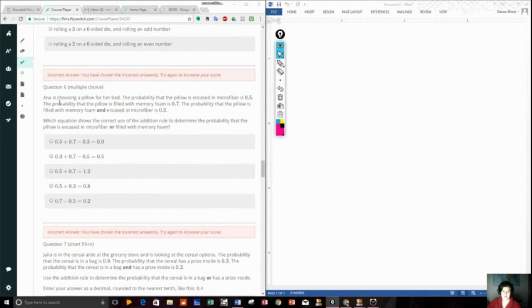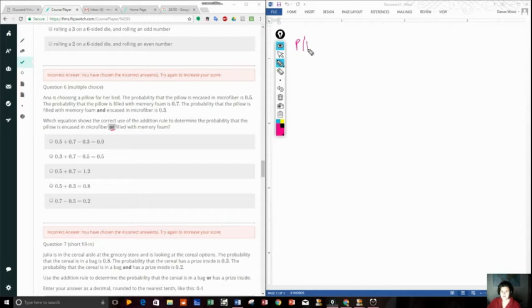Alright, question 6. Anna is choosing a pillow for her bed. The probability that the pillow is encased in microfiber is 0.5. The probability that the pillow is filled with memory foam is 0.7, and the probability that the pillow is filled with memory foam and encased in microfiber is 0.3. Which equation shows the correct use of the addition rule to determine the probability that the pillow is encased in microfiber or filled with memory foam? Alright, so they're using the keyword "or" there.